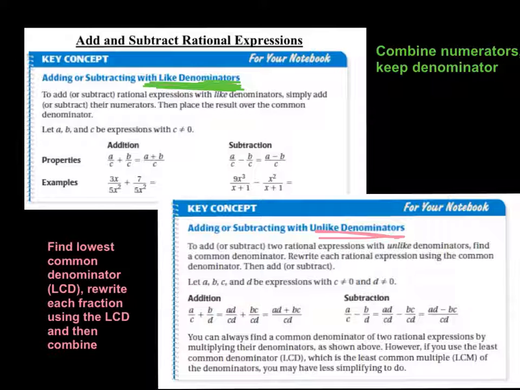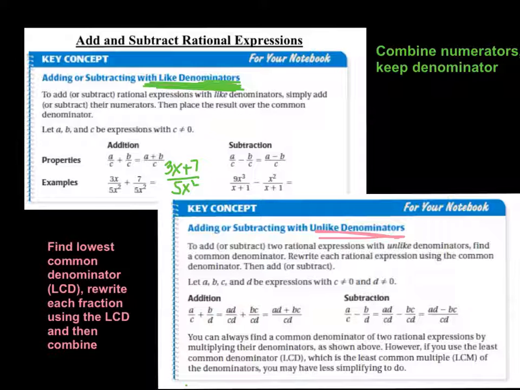So if your fraction has a like denominator, all you have to do is combine the tops and keep the bottom. So if you had a over c plus b over c, it'd become a plus b over c. You keep that denominator of c. If you had 3x over 5x squared plus 7 over 5x squared, it'd just become 3x plus 7 over 5x squared.